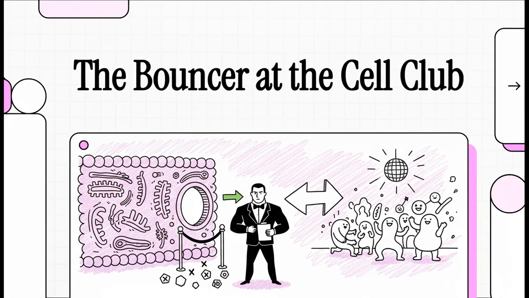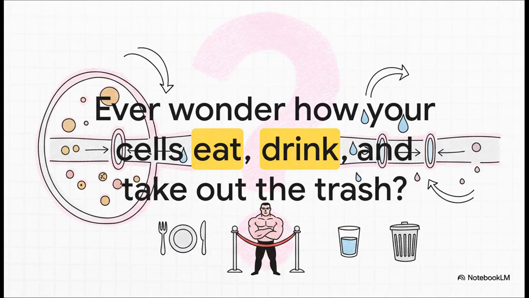Today, we are heading to the most exclusive club in the entire universe, your own cells. We're going to pull back that velvet rope and take a look at the incredibly sophisticated security system that decides who gets in, who gets kicked out, and how the whole party inside keeps going. I mean, have you ever really stopped to think about it? It seems so simple, right? But the answer is this amazing drama of physics and biology.